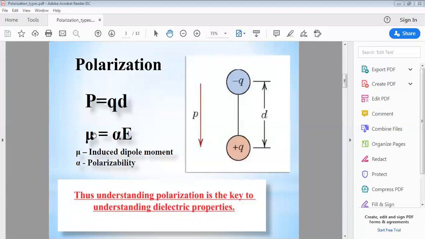So the dipole moment is directly proportional to the applied electric field. When you increase the electric field, what will happen? Your polarization will increase. The dipole moment will increase.